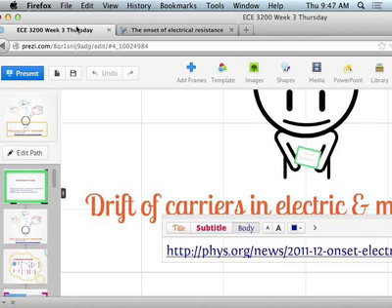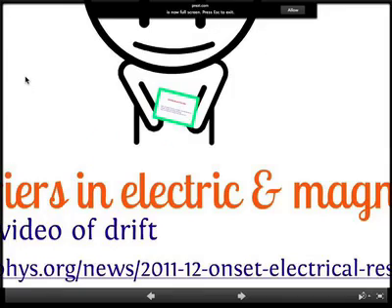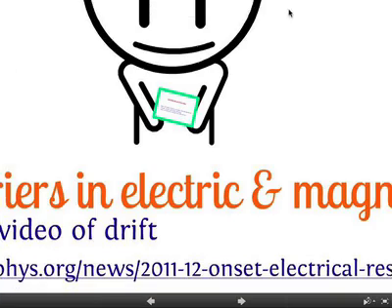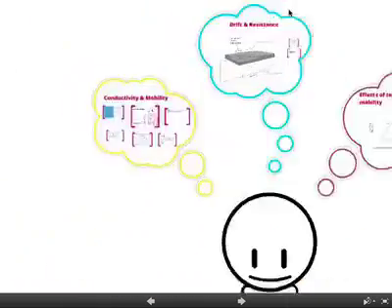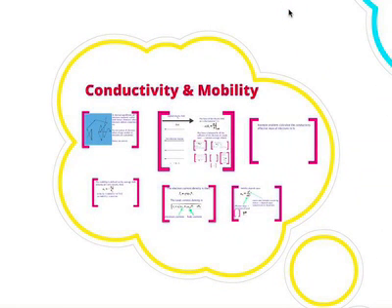I want you to keep this picture in mind as we look at this quantitatively. It's a little bit hard to visualize. That's why that animation is kind of nice. So with that picture in mind, we will try to quantify that current. In order to quantify that, we need to introduce two new concepts, conductivity and mobility.